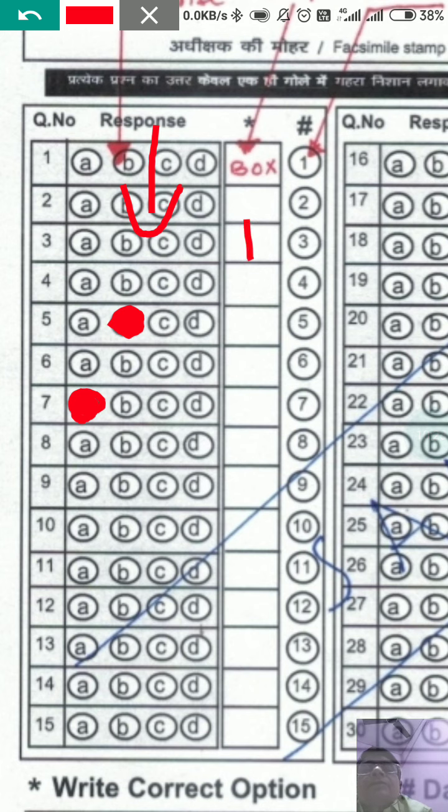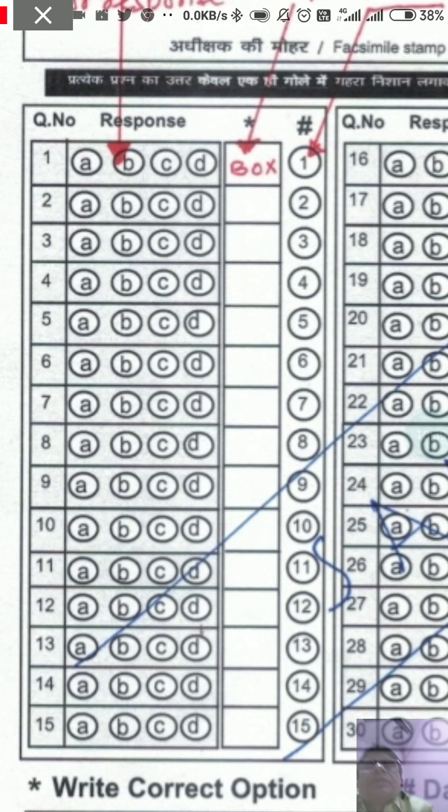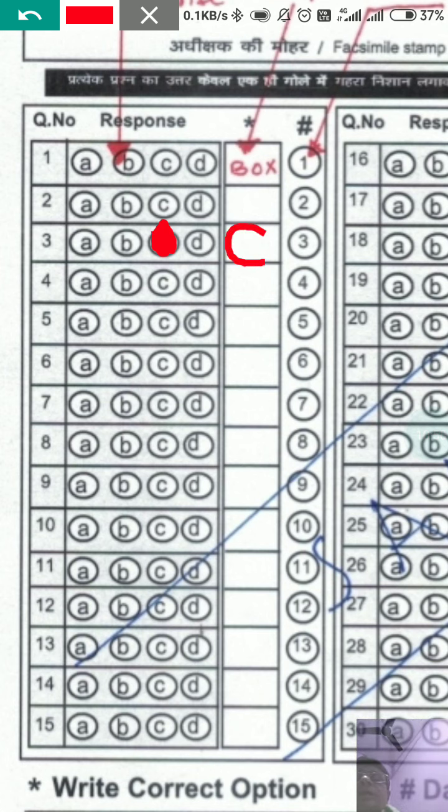But after these responses, here you see the blank box for each question. Question number 1, question number 2. For each question you have blank boxes. Why? Suppose you answer the question, it is C for question number 3. So here also you have to write C. Suppose for question number 5, you find its answer is B. So in the box you will have to write B.